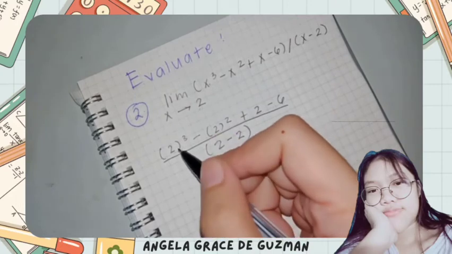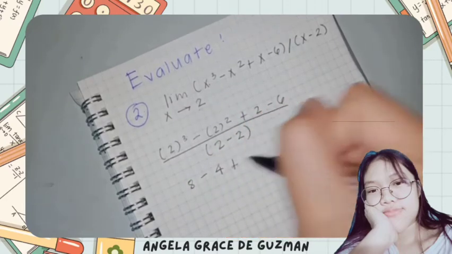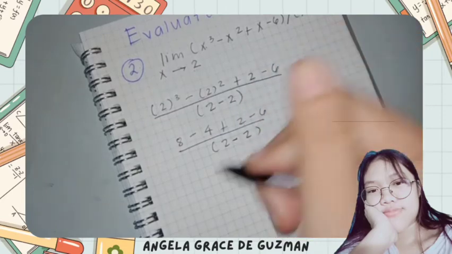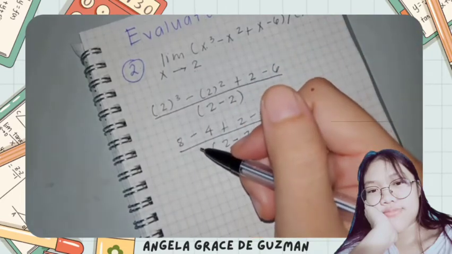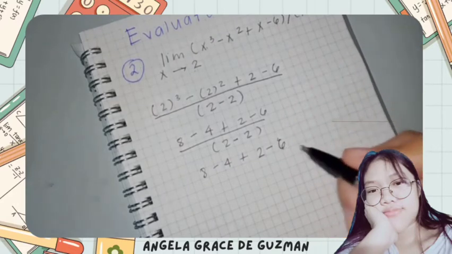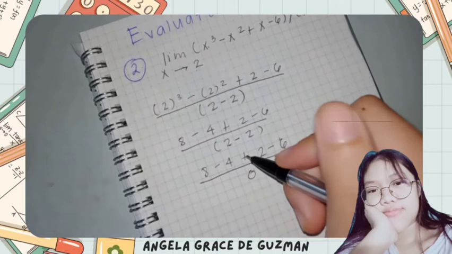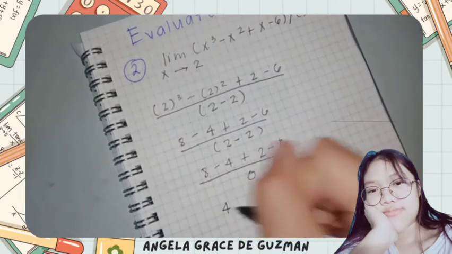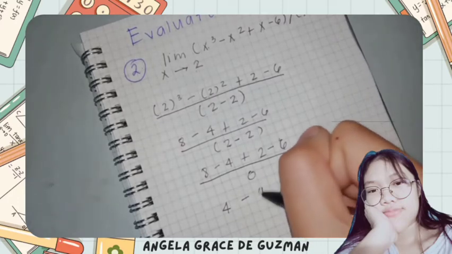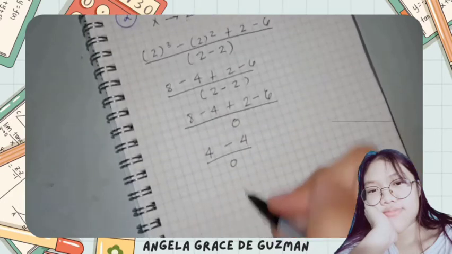So, 2 cubed is equals to 8. Then, 2 squared is 4 plus 2 minus 6. Then, 2 minus 2. Tapos, 8 minus 4 plus 2 minus 6. Then 2 minus 2 is equal to 0. Then 8 minus 4 is 4. Then 2 minus 6 is negative 4. Then 4 minus 4 is equals to 0 over 0.